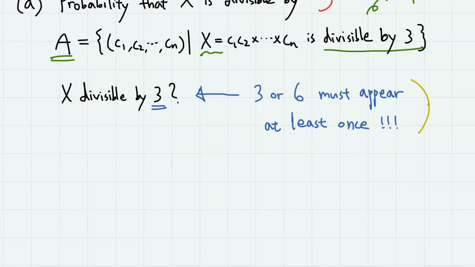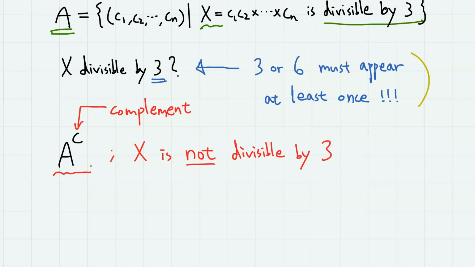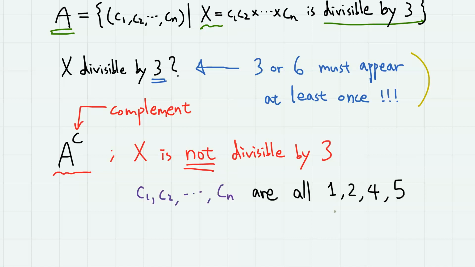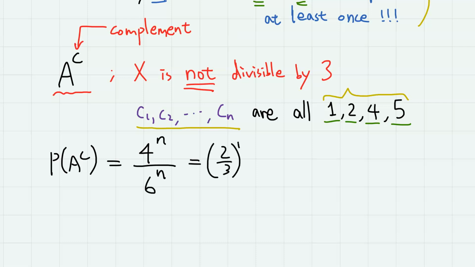Here, counting all possible cases where 3 or 6 appears at least once is definitely not simple. Therefore, we will consider the complement of the event A, where x is not divisible by 3. This complementary event is much easier to count because x is not divisible by 3 when all values from the experiment consist of either 1, 2, 4, or 5. You know, not 3 or 6. Therefore, the probability of a complement is given as these n numbers must come from these 4 numbers, so we have 4 to the power of n over the total number of cases, 6 to the power of n, so we have 2/3 to the power of n.